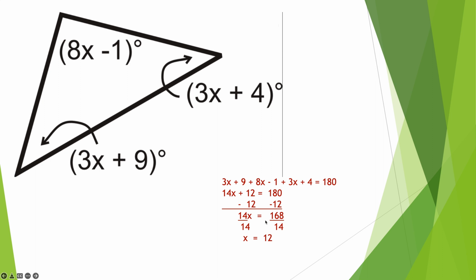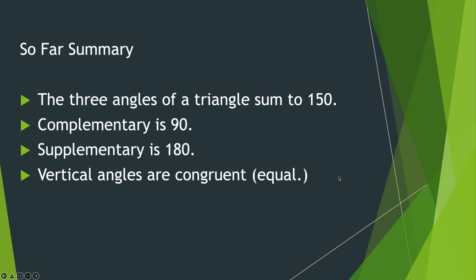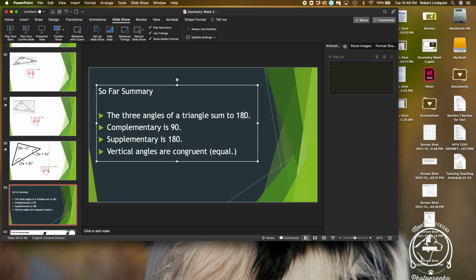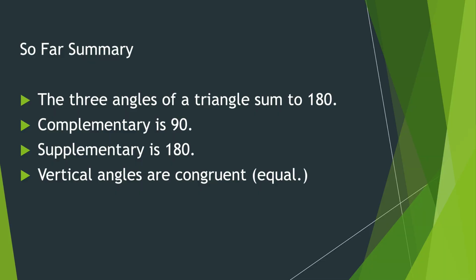So we just did some problems that involve numbers in the three angles of a triangle adding up to 180 and algebra in the three angles of a triangle adding up to 180. The summary so far says three angles of a triangle sum to 150. 150? What the heck? Right? Every single person in the class would catch me on that. Triangle sum to 180, that's much nicer.